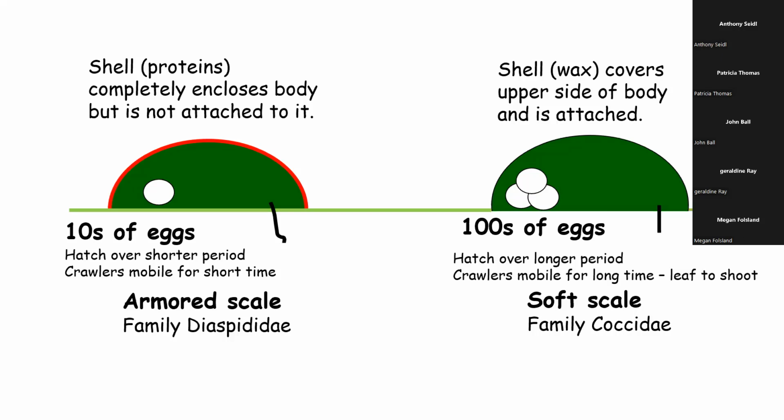The soft scales, on the other hand, hatch over a longer time period. They may hatch over a 4 to 6 week time period, which means that you may need to treat more than once, for example, because they're not all coming out at the same time, or at least make sure you're getting near the peak. The crawlers are mobile for a long time. They often migrate out to the leaves and will feed on those and then migrate back to the shoot in the fall. And again, what you're looking at here is the female scale.